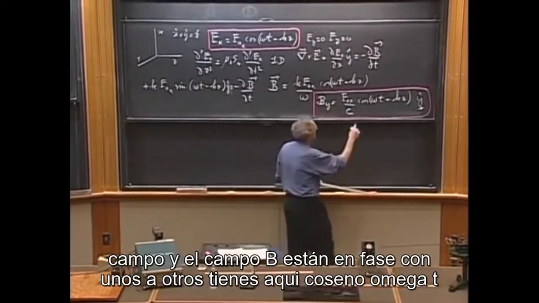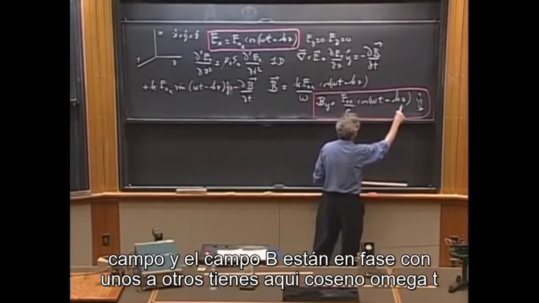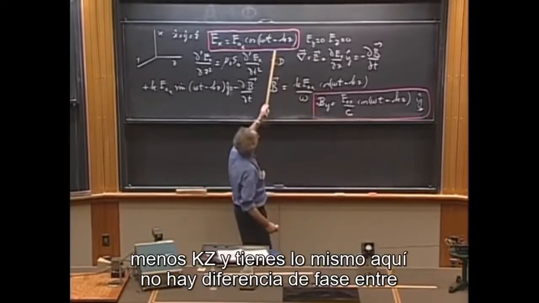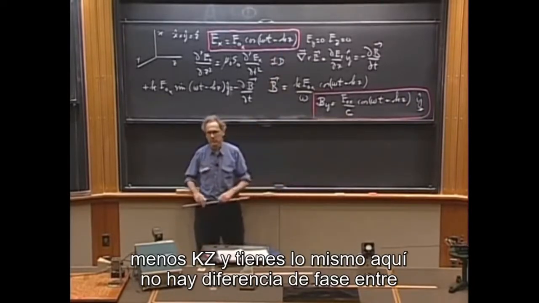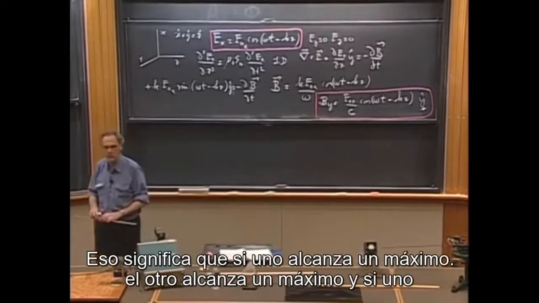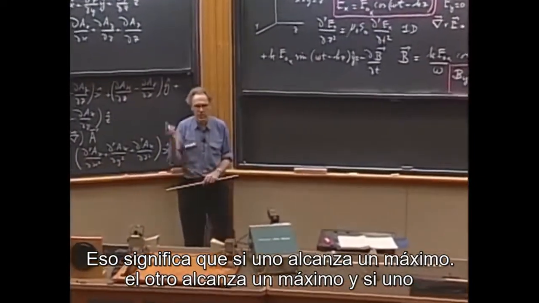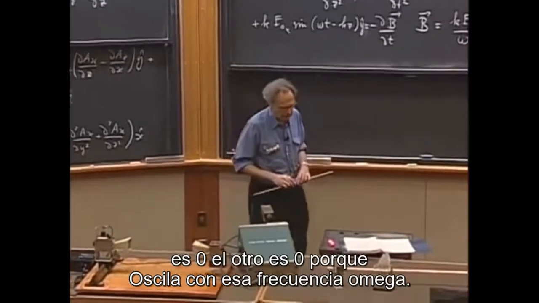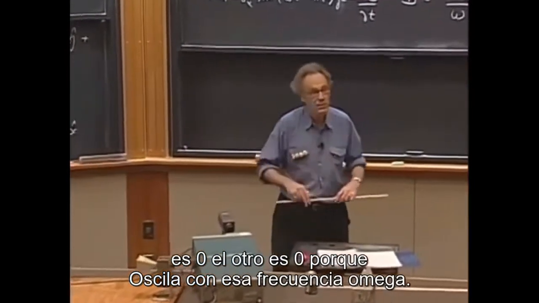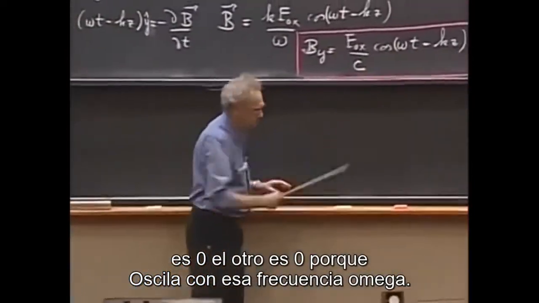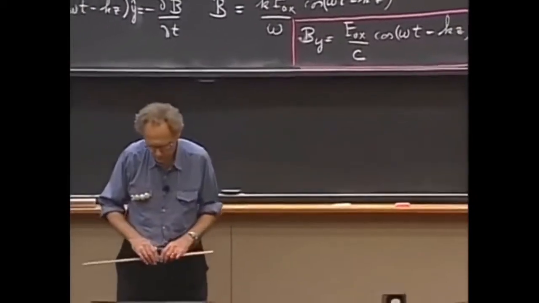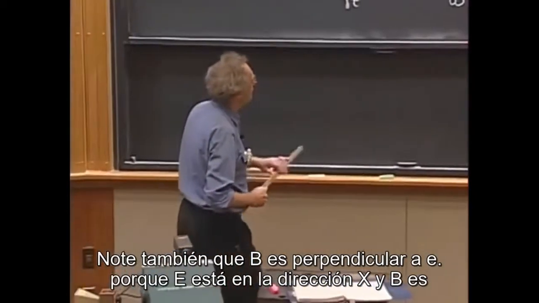Notice also that the E field and the B field are in phase with each other. You have here cosine of omega t minus kz, and you have the same here. There is no phase difference between them. That means if one reaches a maximum, the other reaches a maximum, and if one is zero, the other is zero, because they oscillate with that frequency omega.